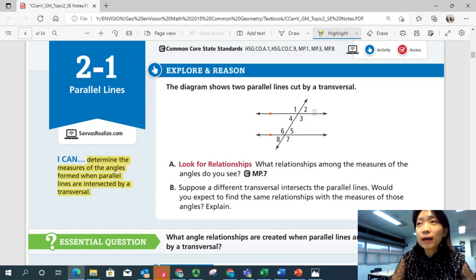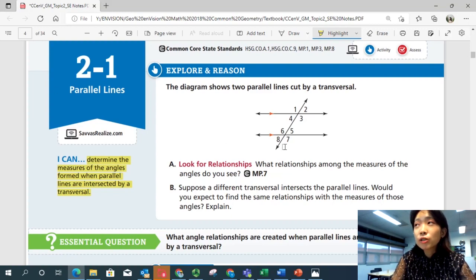So like, are they supplementary, complementary? Are they vertical angles? Are they congruent angles? Any kind of relationship you see would be answers.